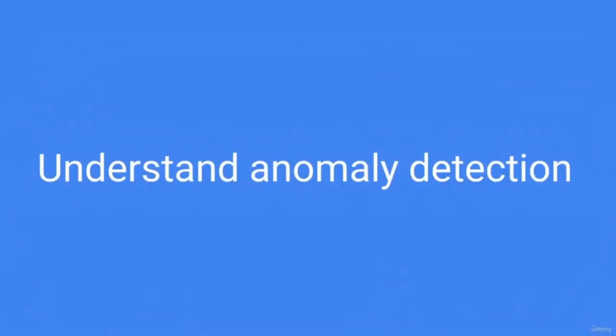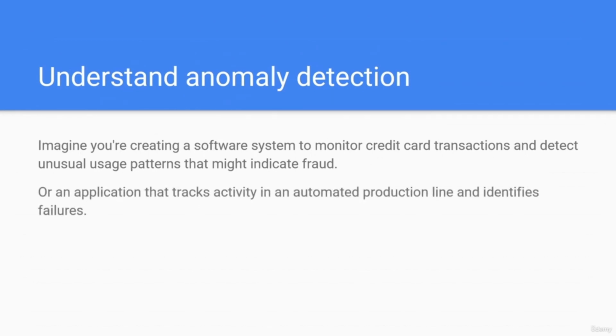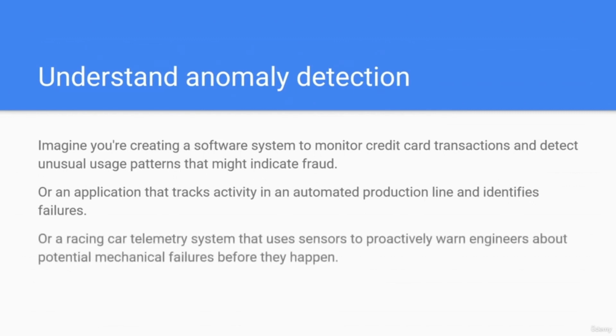Understand anomaly detection. Imagine you are creating a software system to monitor credit card transactions and detect unusual usage patterns that might indicate fraud, or an application that tracks activities in an automated production line and identifies failures, or a racing car telemetry system that uses sensors to proactively warn engineers about potential mechanical failures before they happen.